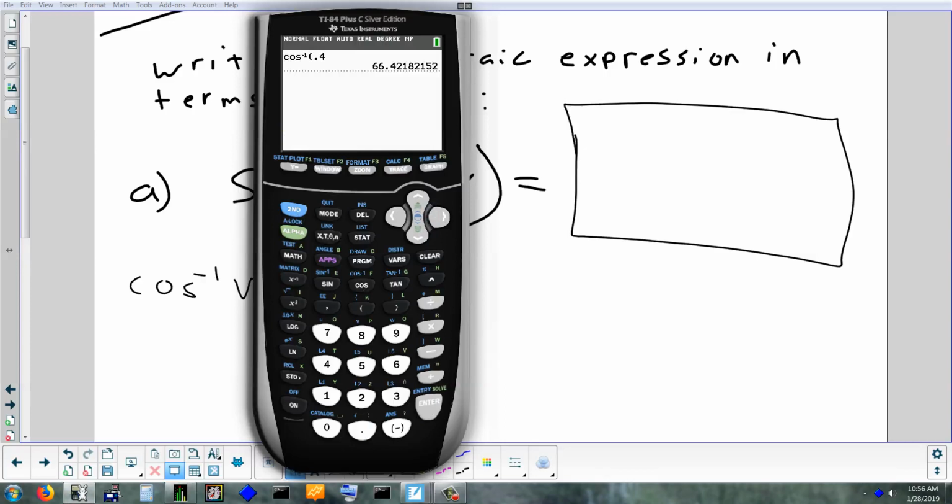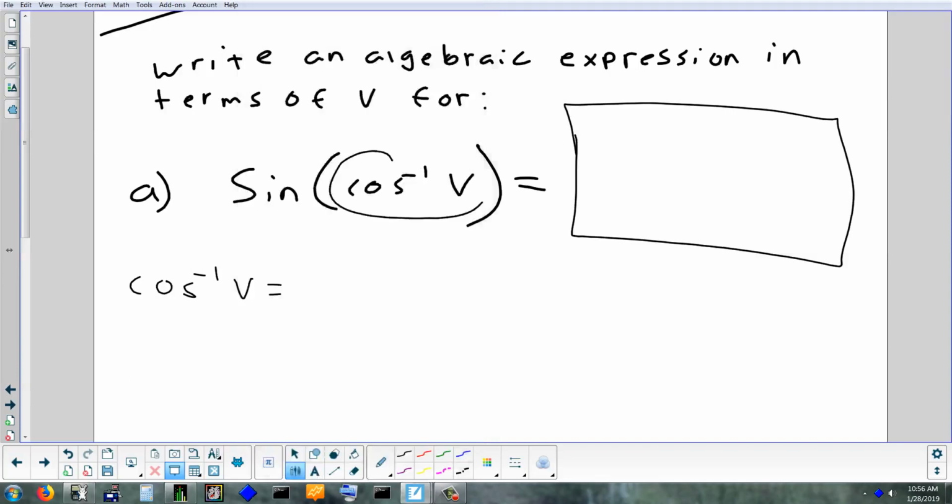Like when you use inverse trig and you hit enter, you get that number. What does that number represent? Yeah, it's an angle, exactly. So anytime you use inverse trig, the answer is an angle. So when I do that out, the inside part, I'm going to get an angle. So I'm taking the sine of some angle. Well, for now, let's just call that angle theta. When you do inverse cosine of v, you're going to get an angle. I don't know what the angle is going to be. I'm just going to call it theta.